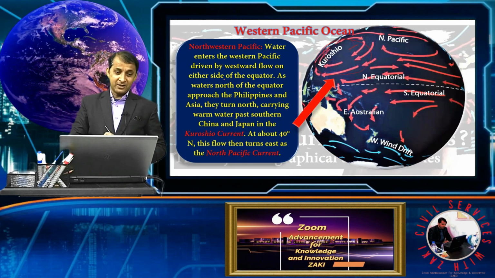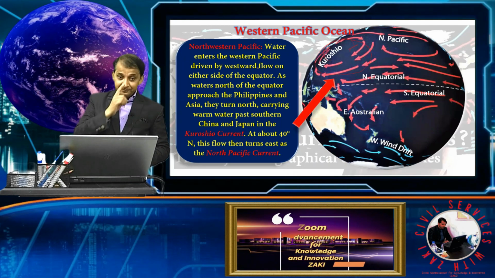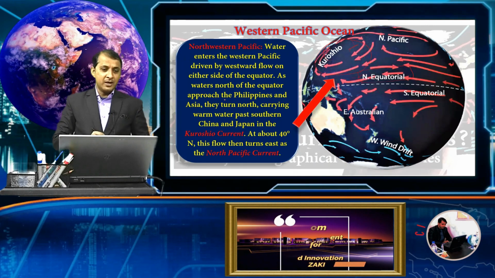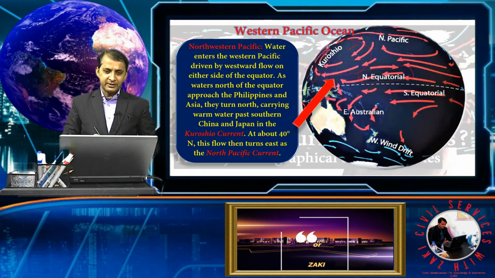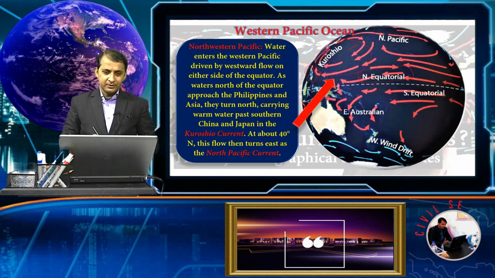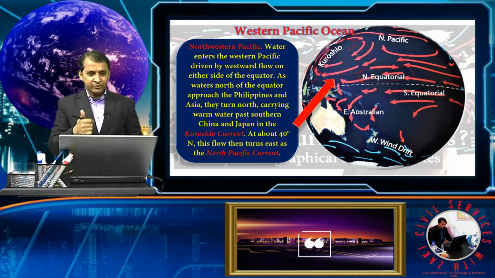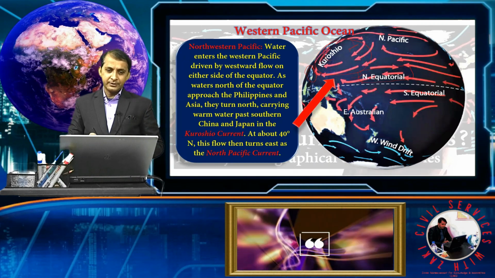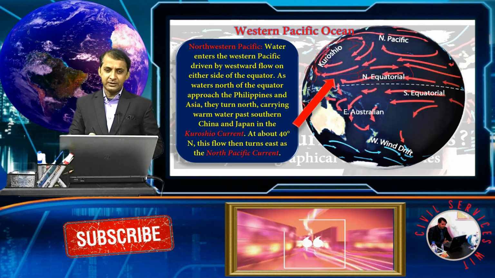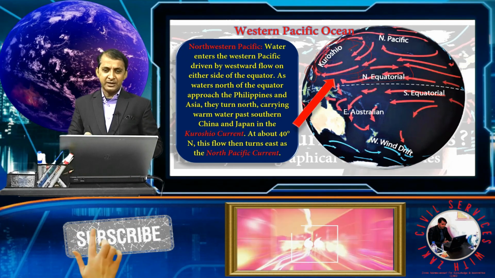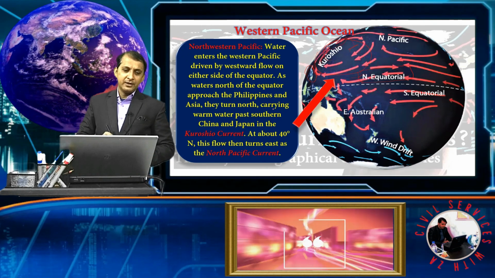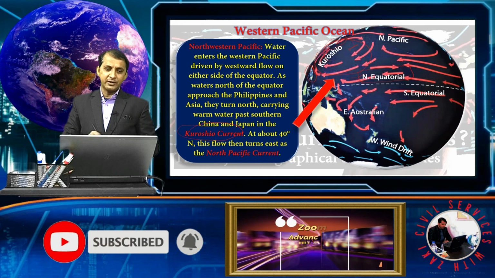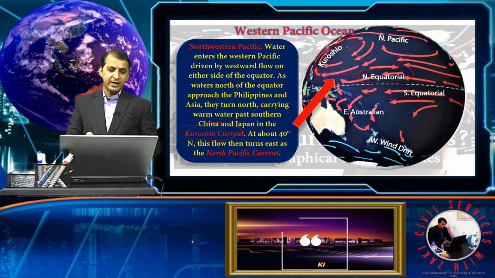Water enters the Western Pacific driven by the westward flow on either side of the equator. So the North Equatorial current approaches the Philippines. See here, this is the Philippines. Then they turn north and go to Asia, Japan, and so on. Finally, they carry the warm water from Japan in the name of the Kuroshio current. So this is called the Kuroshio current.